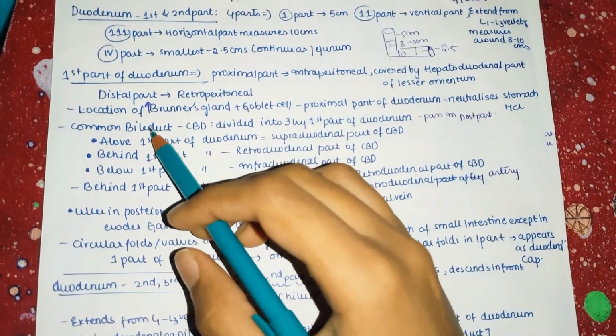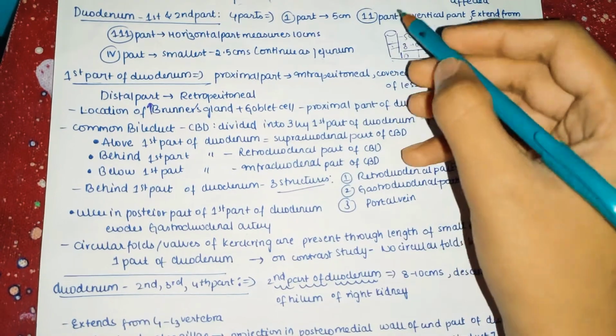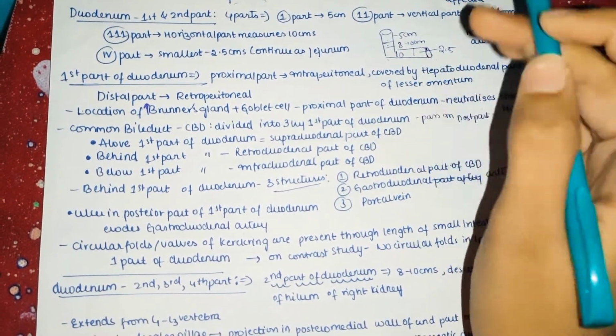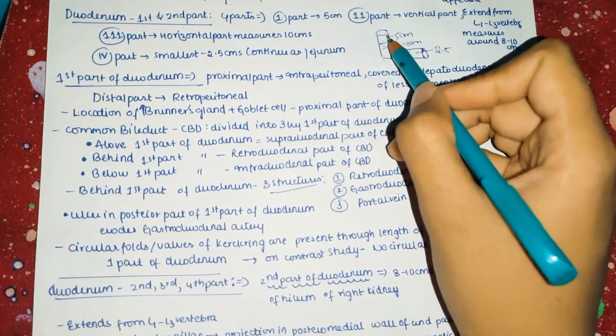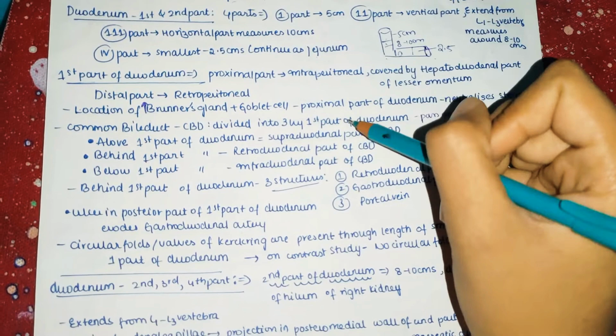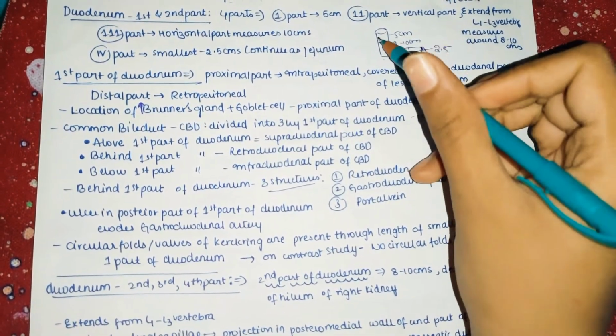Okay. So there are numerous Brunner's glands, especially in the proximal part. Of course, Brunner's glands are present throughout the duodenum, but numerous Brunner's glands are present in the proximal part of duodenum, and also there are goblet cells which are neutralizing the stomach acid here.